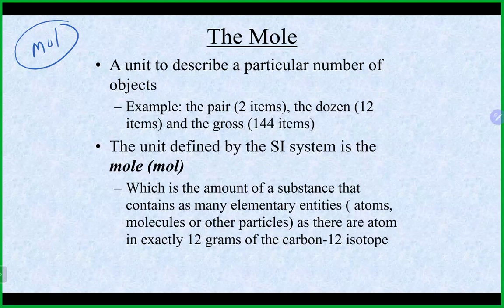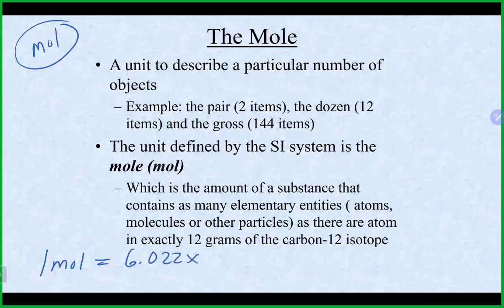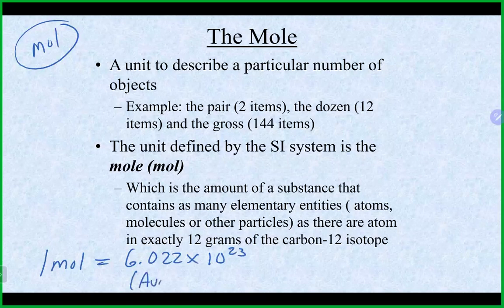So what is a mole? A mole is the amount of substance that contains as many atoms or molecules as there are in exactly 12 grams of our carbon-12 isotope. So 1 mole of anything will equal this number here, 6.022 times 10 to the 23. And as we'll talk about in a second, that is our friend Avogadro's number.